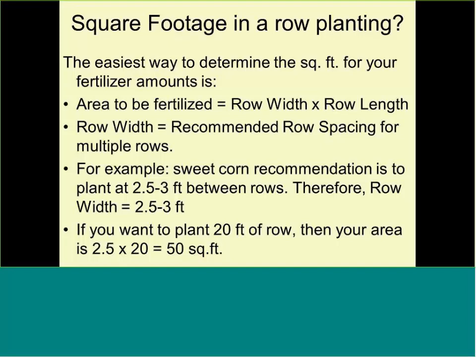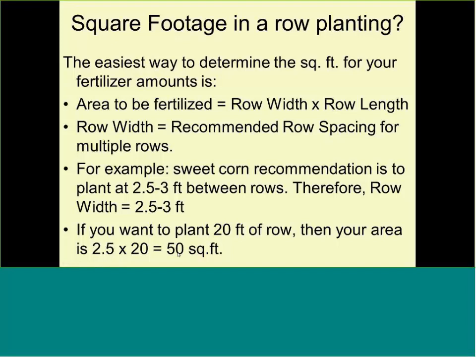Let's look at this example. Sweet corn recommendation is to plant at 2.5 to 3 feet between rows. Well, then your row width is 2.5 to 3 feet. So let's say you want to plant 20 feet of row, then your area you're fertilizing is 2.5, or you can choose 3 if you like. I chose 2.5, 2.5 by 20. I'm fertilizing 50 square feet.